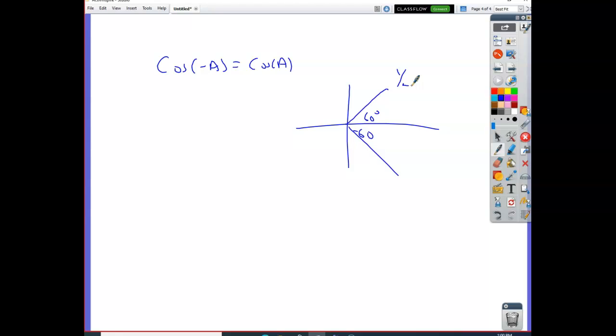Okay, so it's a half. So how can this be true? Because it makes the other side -1/2. It does not. Negative 60 degrees. What's cosine of negative 60?